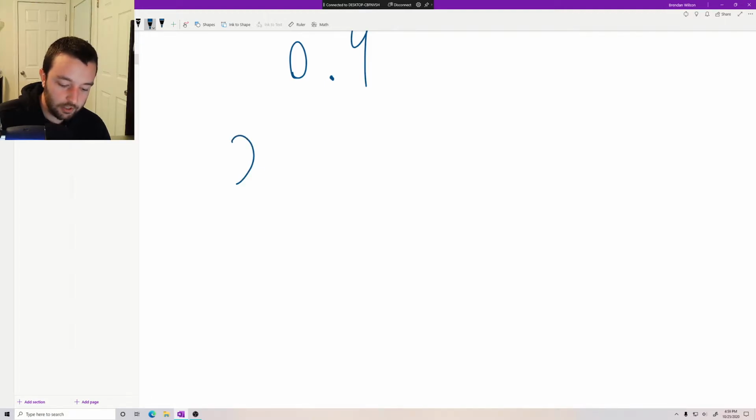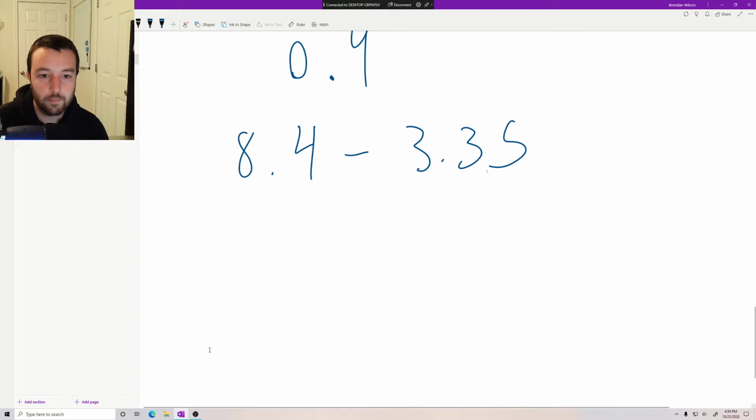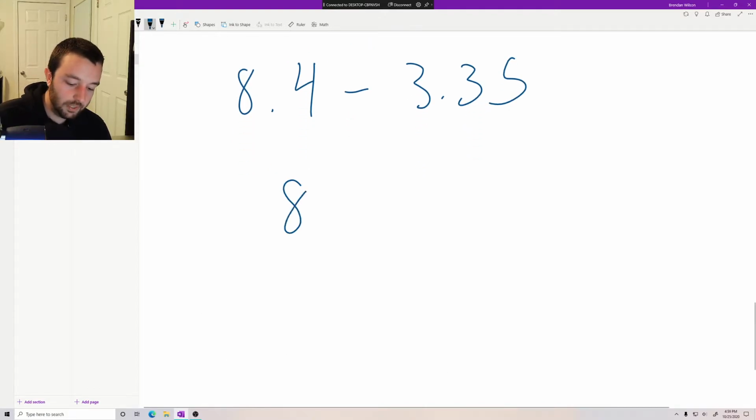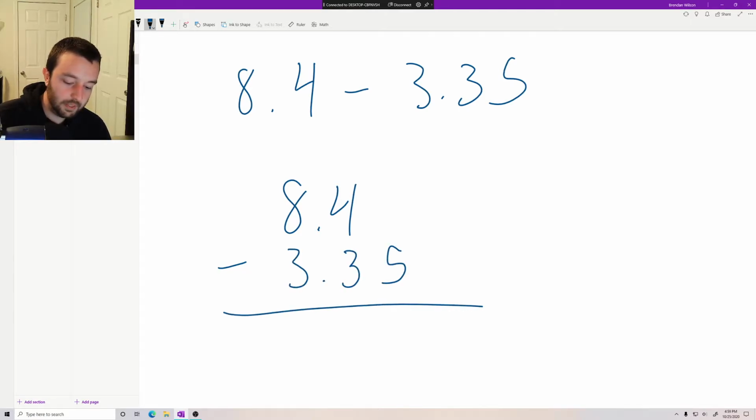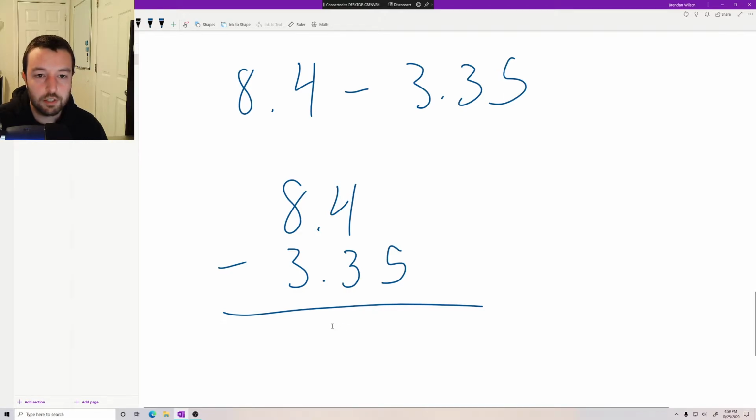One thing that could be potentially tricky is what if we have, let's make it a little bigger, let's say 8.4 minus 3.35. Okay. So we'll line everything up here. And then we have this. Okay. So this could maybe be a little bit tricky because, notice we don't have a hundredths place in the top number. And we really need one there because we need to do that number minus the 5.